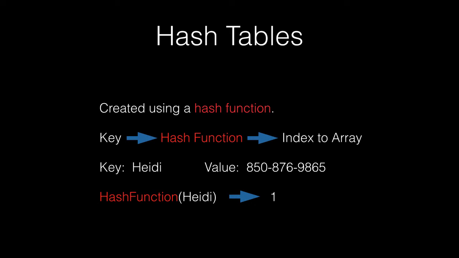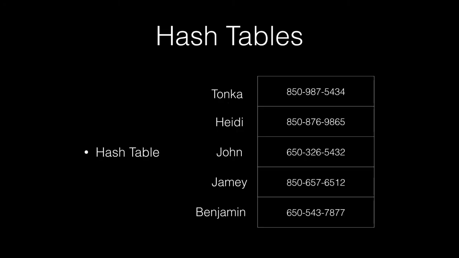So to give an example, the key might be my name, Heidi, and the value that I want to store might be my phone number, 850-876-9865. So to give an example, we'll run a hash function on the key, Heidi, and that hash function is going to output 1, which would be the subscript where we want to store that data.